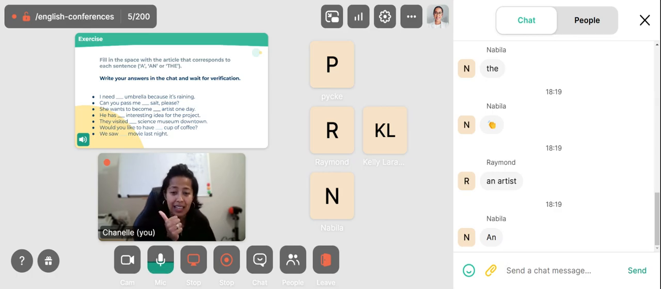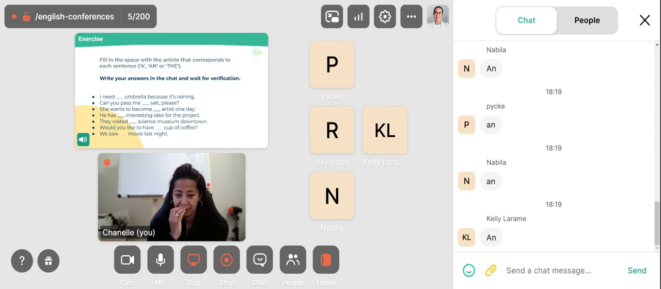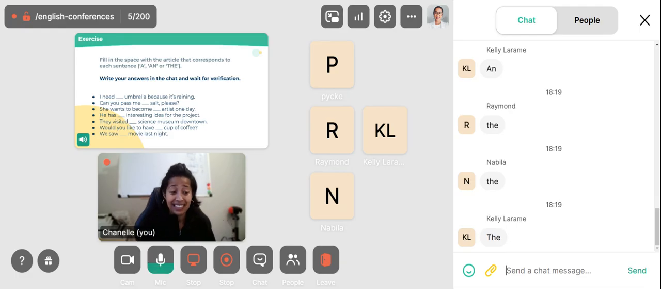He has a, an, or the interesting idea for the project. Exactly. He has an interesting idea for the project. They visited a, an, or the science museum downtown. Well done, yes. They visited the science museum downtown. Why? Because it is one of its kind and it is precise.